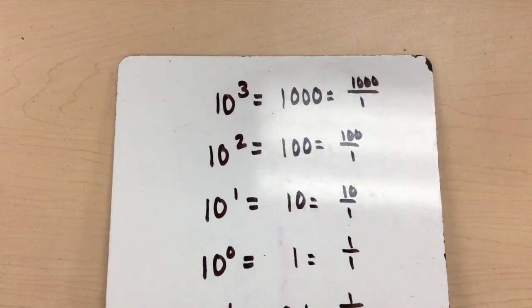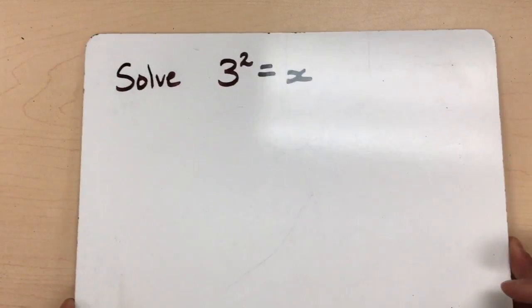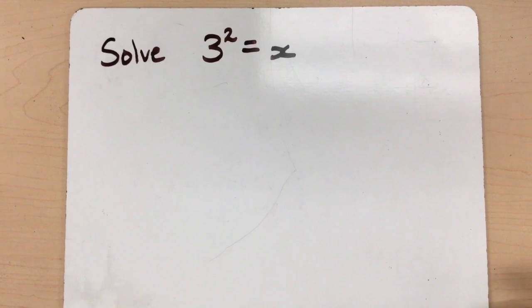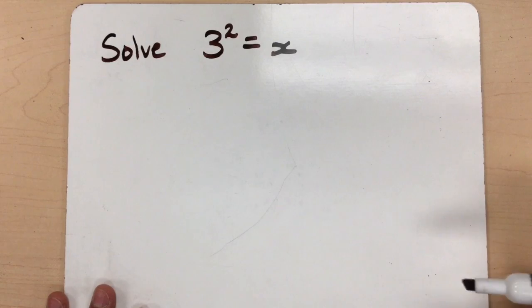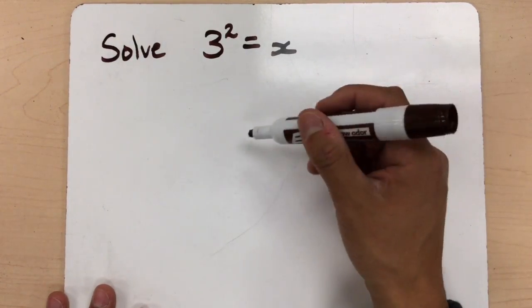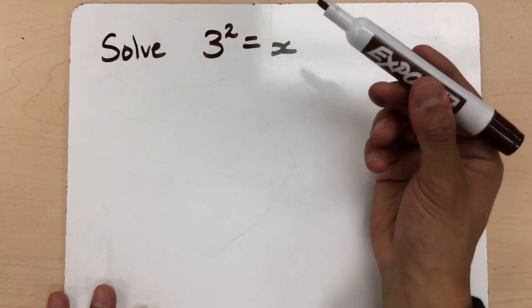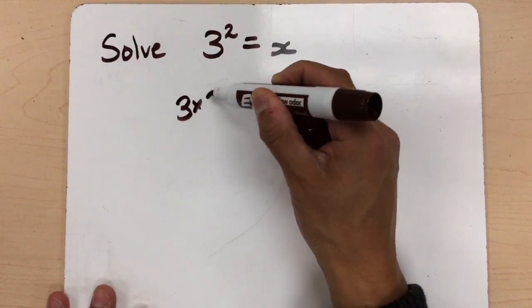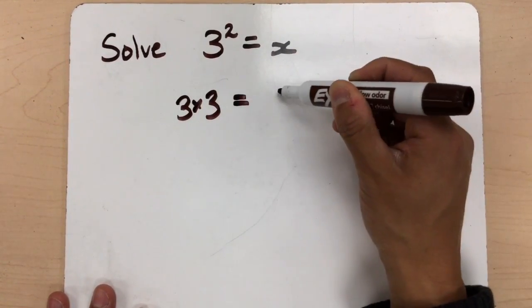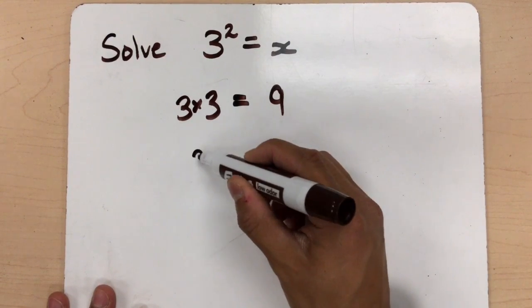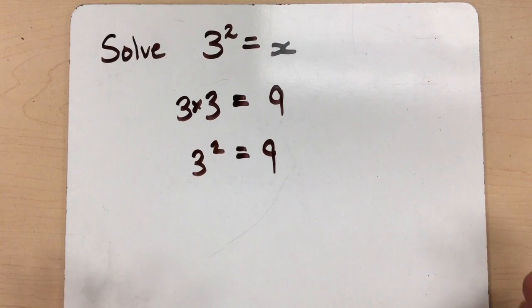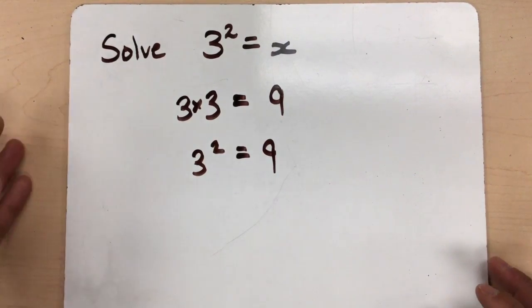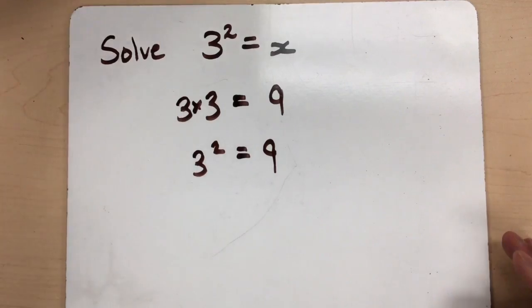Let's keep in mind how these could all be written, and let's look at a couple examples. The first example does not involve a negative exponent. If I were to solve 3 squared equals x, and I want to get my value of x, I know that 3 squared is equal to 3 times 3. 3 times 3 I know is equal to 9. So 3 squared, therefore, is equal to 9. Just a warm up.